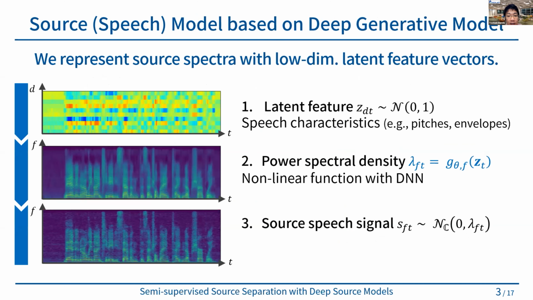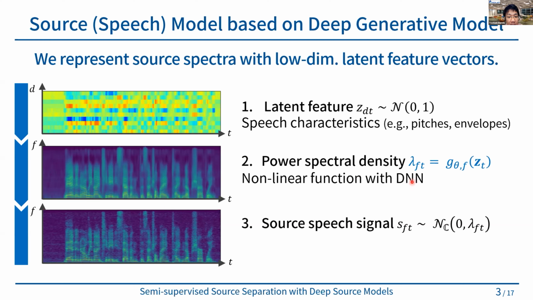So more specifically, we model the source signal by using a deep generative model. In this model, we first assume latent feature vectors z following the standard Gaussian distribution. For example, if the source signals are speech, like this one, the vectors represent speech characteristics. Like, each column of this figure shows each vector, and each vector represents the characteristics of each frame, such as the pitches or envelopes.